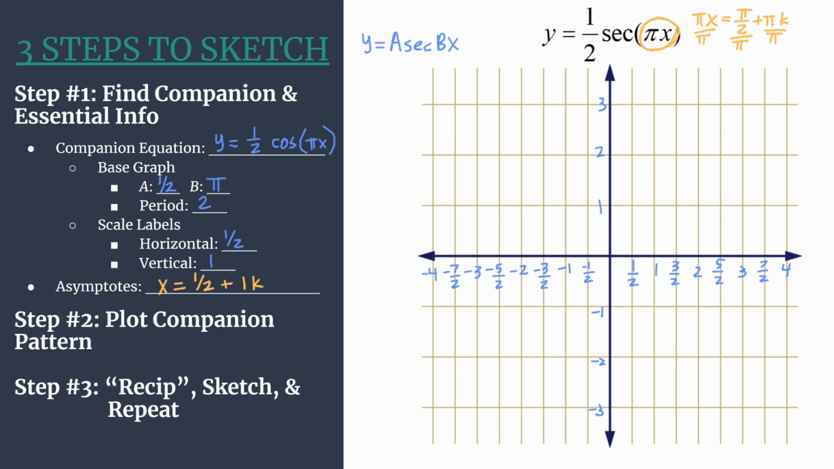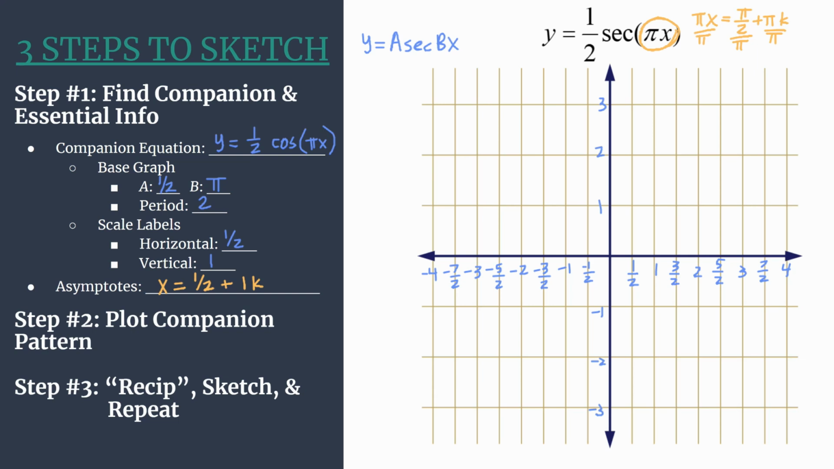So k is simply an integer, and depending on what integer you substitute in, you'll get a different asymptote for the final graph. So if you let k equal 0, we should have an asymptote at x equals 1/2. If k is 1, you'll get the asymptote x equals 3 over 2, or 3 halves. If you let k be -1, you'll see that there should be an asymptote at x equals -1/2. So it's just a nice thing to know ahead of time.